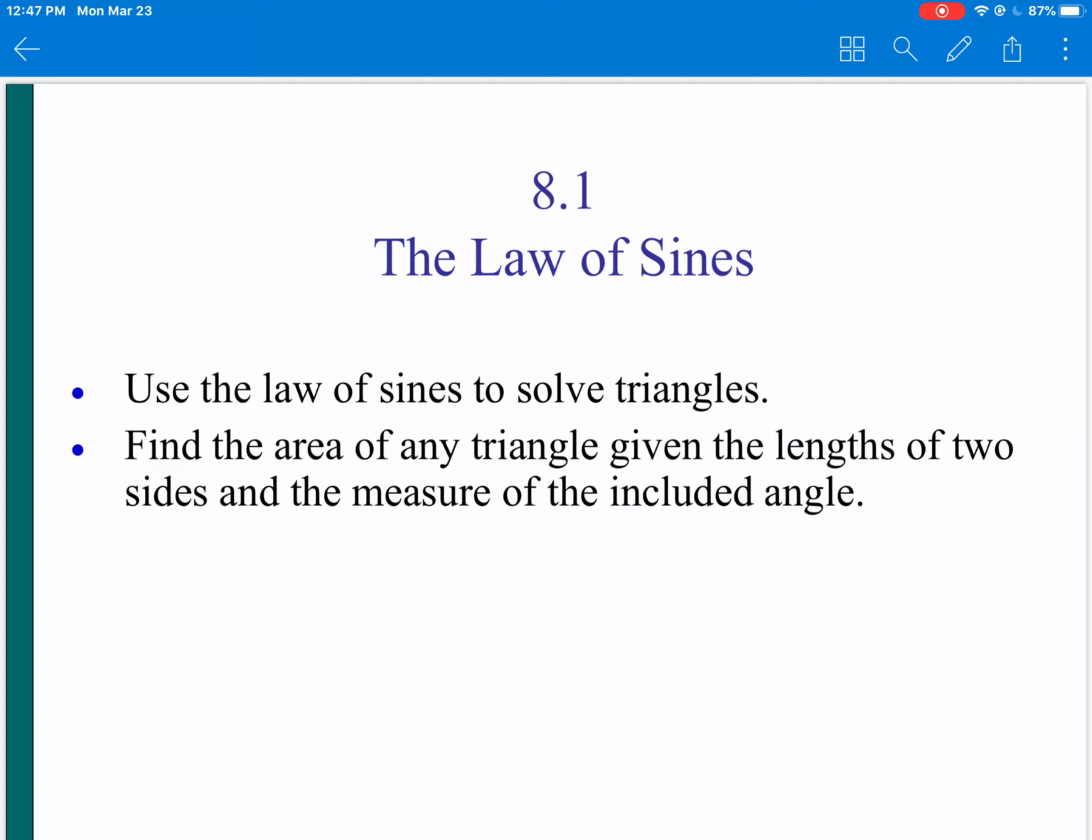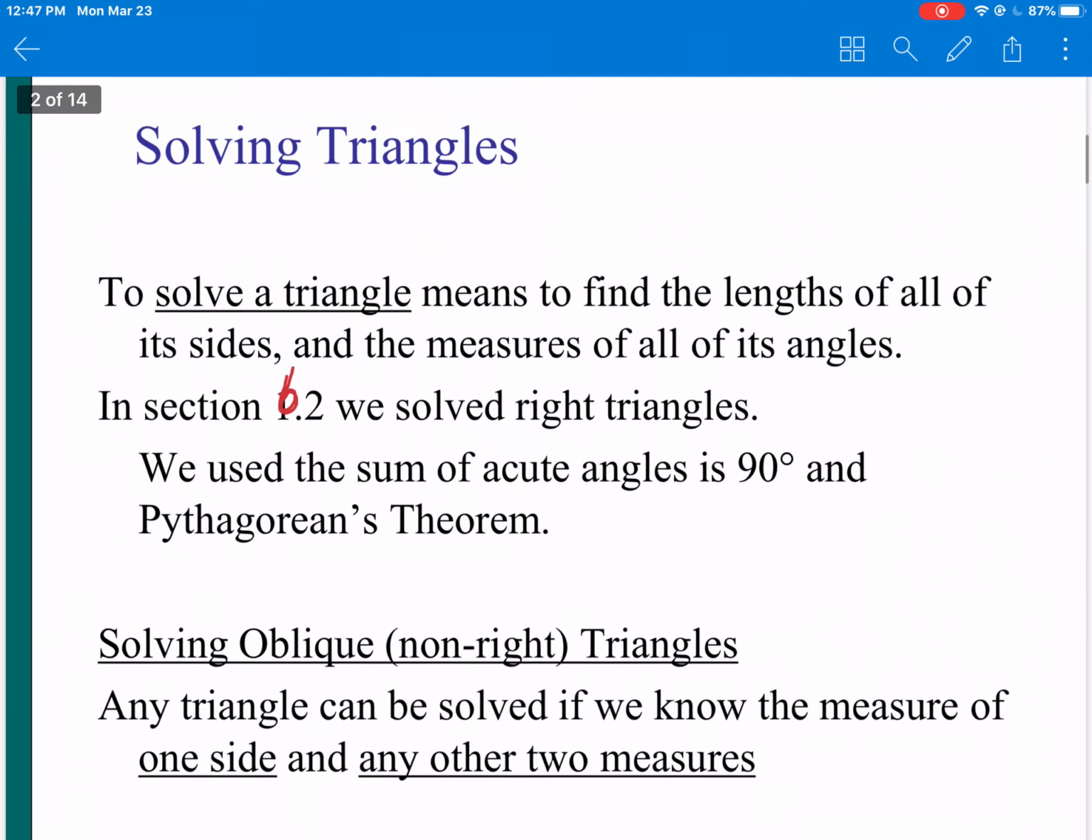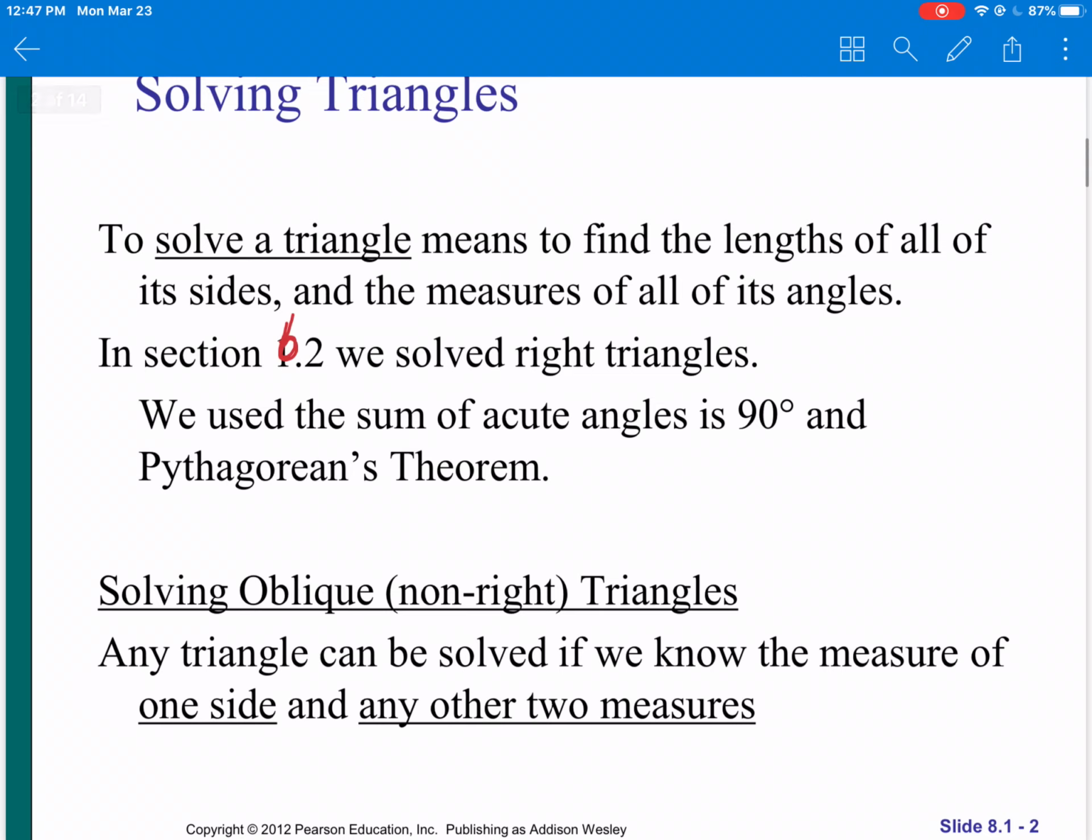Well, what happens if our triangle is not a right triangle, if it doesn't have a right angle in it? And so that's what these two sections are going to deal with. All right, so solving triangles. Again, solving a triangle means to find the lengths of all of the sides and the measures of all of its angles. And back in section 6.2, we solved right triangles.